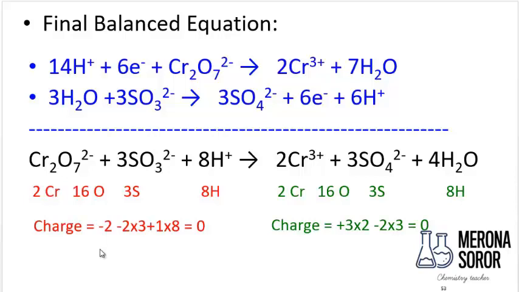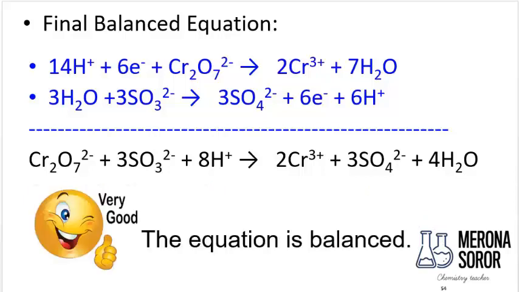Now we check the charge. The first species carries 2 negative charge and the other carries 2 negative charge multiplied by 3, and the last one has positive charge multiplied by 8. So the net charge is 0. In the product, chromium charge is 3 positive multiplied by 2, and sulfur has 3 species multiplied by 2 negative, so the net charge is also 0. Very good. The equation now is balanced.